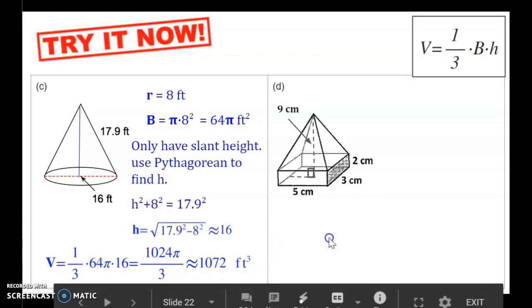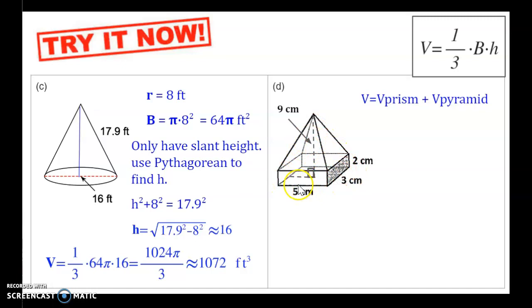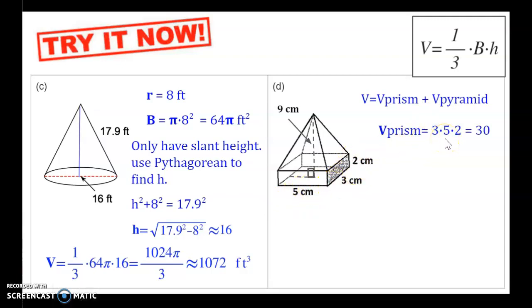What about this solid? Okay, this is a little bit more complicated because it is formed by a pyramid at the top and the prism at the bottom. So the total volume is going to be volume of the prism plus volume of the pyramid. We can figure out the volume of the prism by multiplying the base area times height. So 5 times 3 times 2, which is 30.